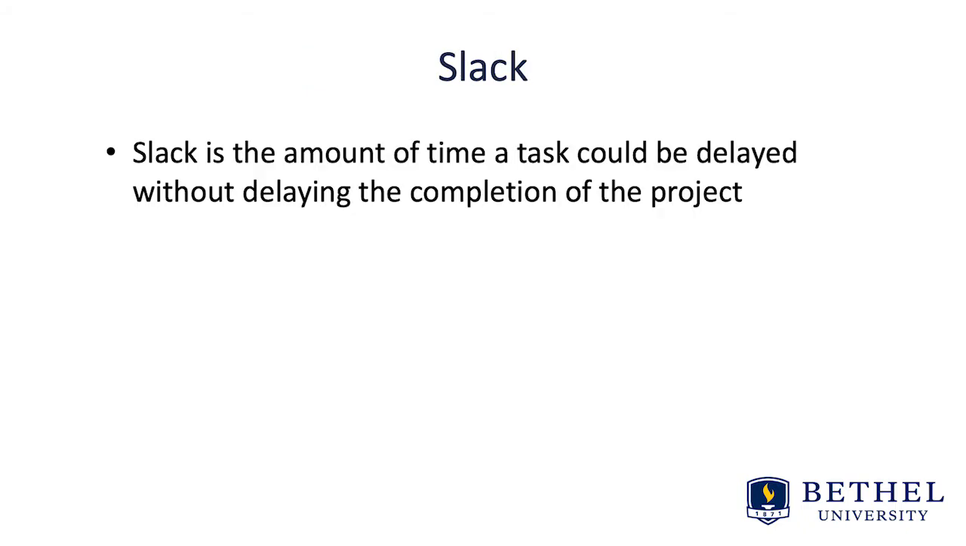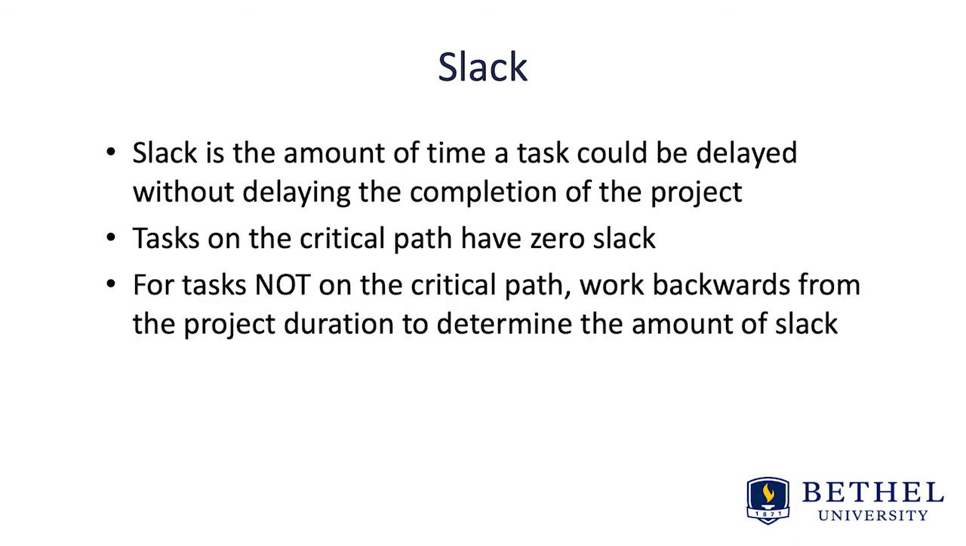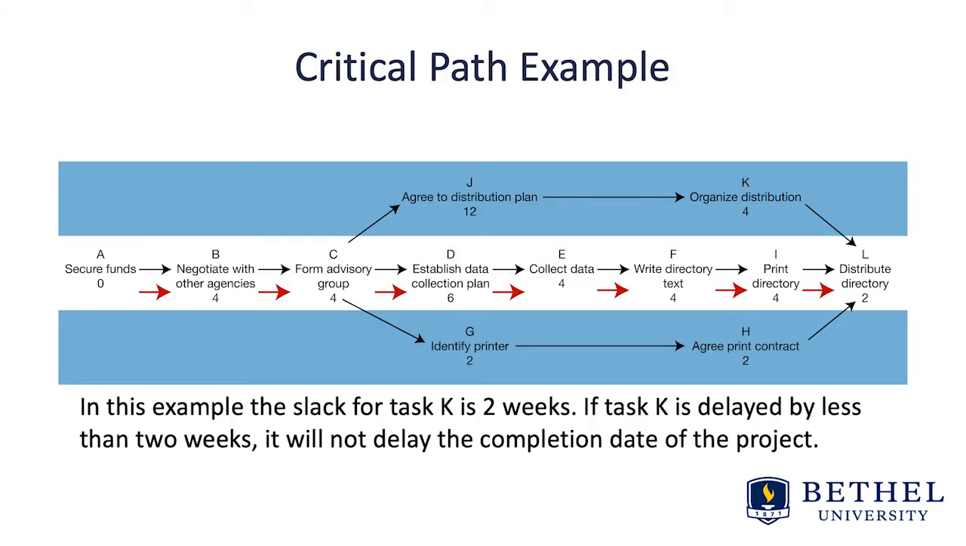Quickly, we could talk about slack as the amount of time a task could be delayed without delaying the completion of the project. This is why we need to understand as project managers what the critical path is. The tasks on the critical path have 0 slack, but for tasks that are not on the critical path, work backwards from the project duration to determine the amount of slack that you have. In this example, slack for task K is 2 weeks. If task K is delayed by less than 2 weeks, it will not delay the completion date of the entire project. That is why this is important to know as a project manager.